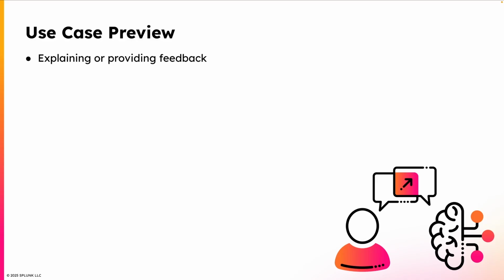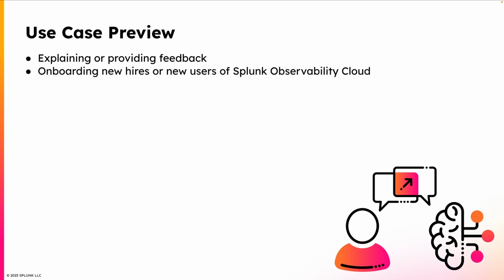We'll start by exploring how the assistant can help explain unfamiliar metrics or provide feedback by analyzing real-time contextual data, making it easier to interpret performance and identify optimization opportunities. Next, we'll cover how the AI assistant can significantly streamline the onboarding process for new hires or new users of Splunk Observability Cloud, helping them quickly understand their service architectures and how data moves between services.